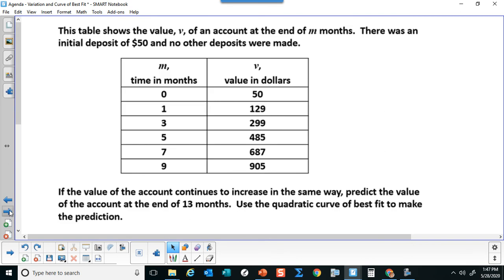All right, let's try a curve of best fit. This table shows the value V of an account at the end of n months. There was an initial deposit of $50 and no other deposits were made. If the value of the account continues to increase in the same way, predict the value of the account at the end of 13 months. Use the quadratic curve of best fit to make the prediction. So again, we'll be calculating a curve of best fit and then using that equation to make a prediction.